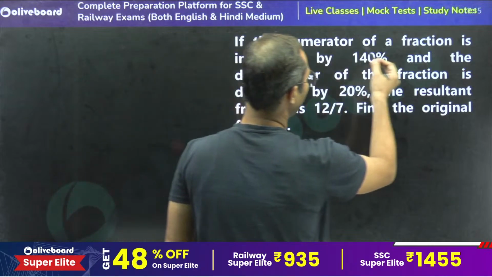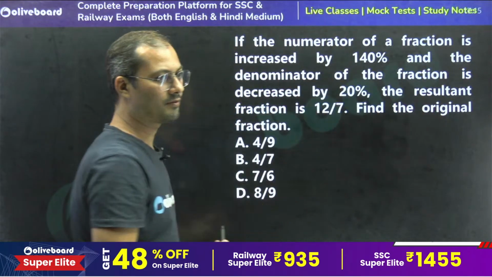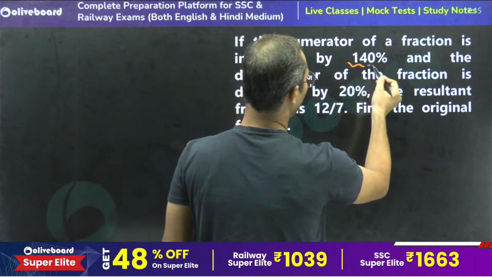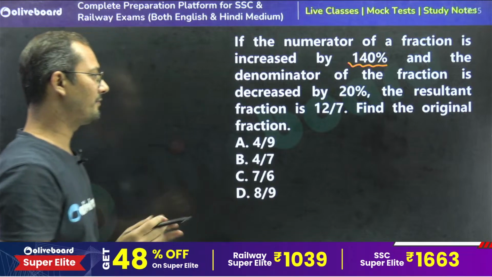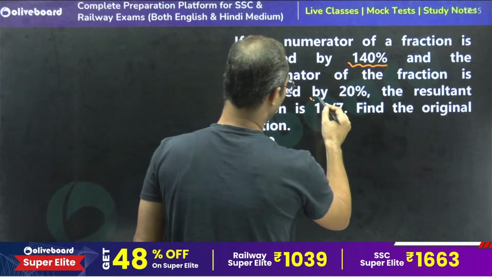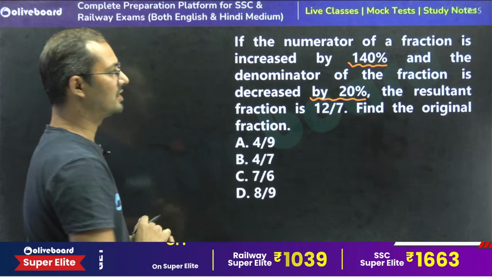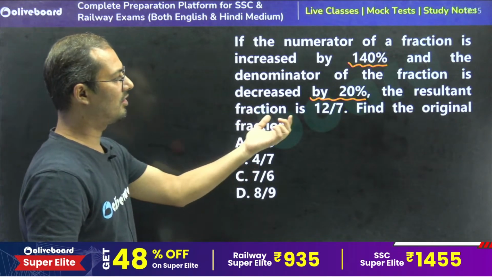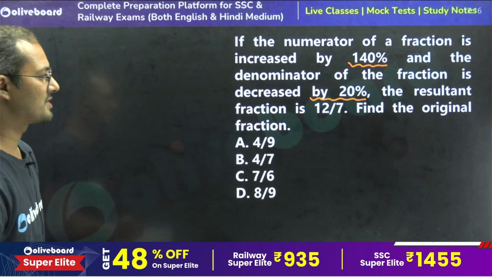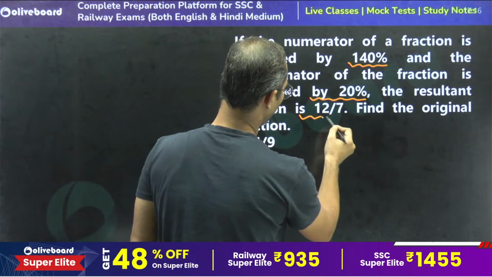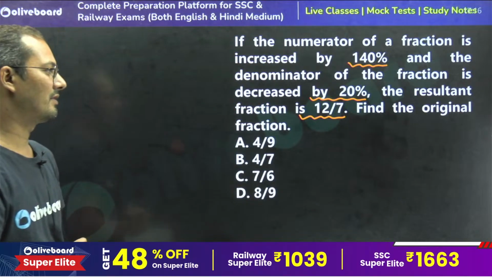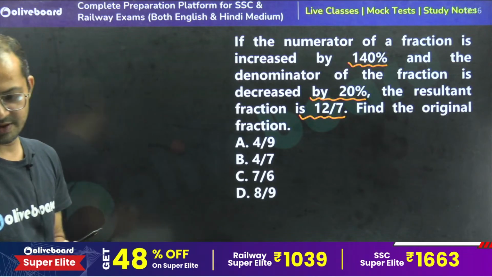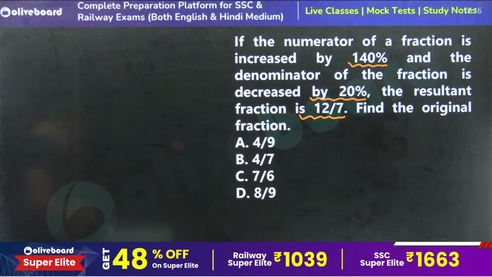If the numerator of a fraction is increased by 140% and the denominator of the fraction is decreased by 20%, the resultant fraction is 12 by 7. Find the original fraction. So please find the original fraction.